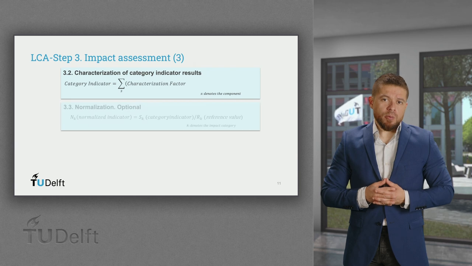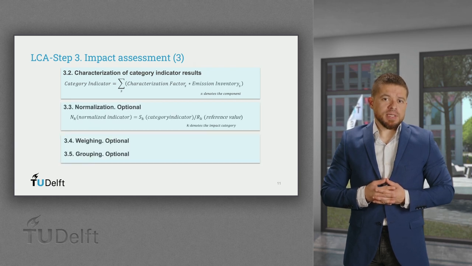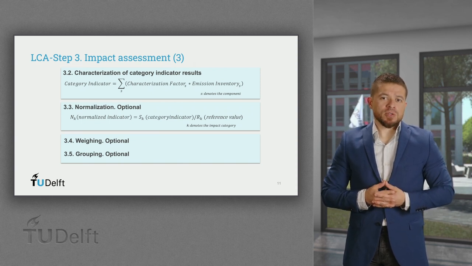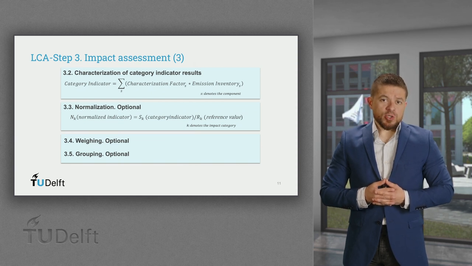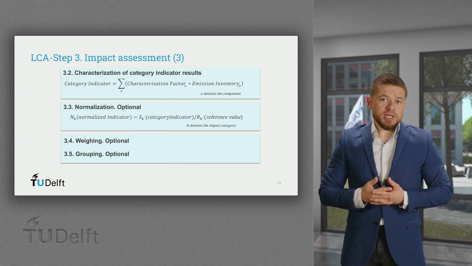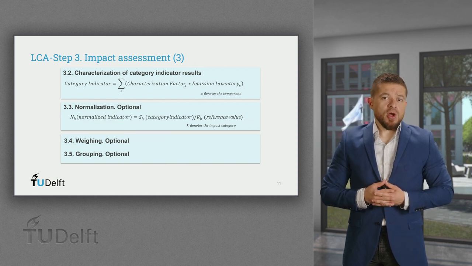Normalization, grouping, and weighting are optional steps which aim to provide additional understanding of the magnitude and significance of each impact category. For example, normalized results are calculated relative to a reference value or system, allowing direct comparison of alternative processes or products for specific impact categories. These steps are not commonly applied for process design due to the high level of aggregation of results. However, this type of results are preferred for communication and for decision making.